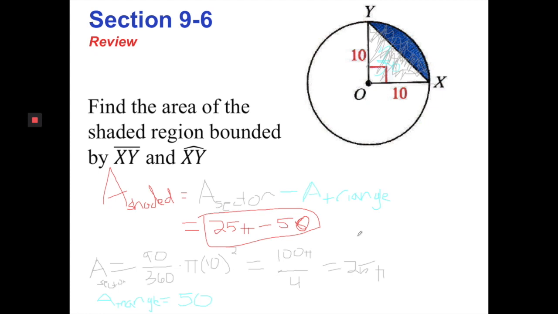You can do a quick double check in your head to make sure your answer makes sense. 25 times pi, well, that'll be about 80 or so. Pi is about 3.14. So this is about 80 minus 50. So it kind of makes sense that this would be about 30 square units. And this is 50 square units here. So it makes sense that this is just slightly smaller than the triangle. And hopefully you got that.